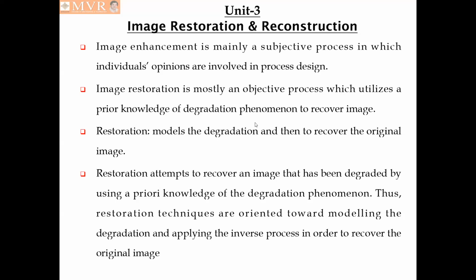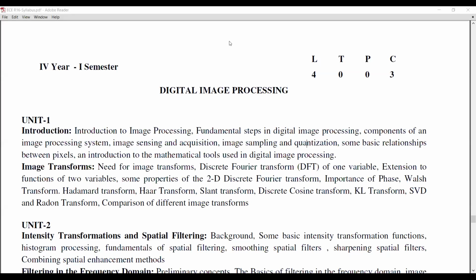Today we will discuss image restoration and reconstruction. So this is our third unit. And before going to discuss our third unit, we will see what the syllabus is. What is the syllabus of the third unit? So this is our syllabus.